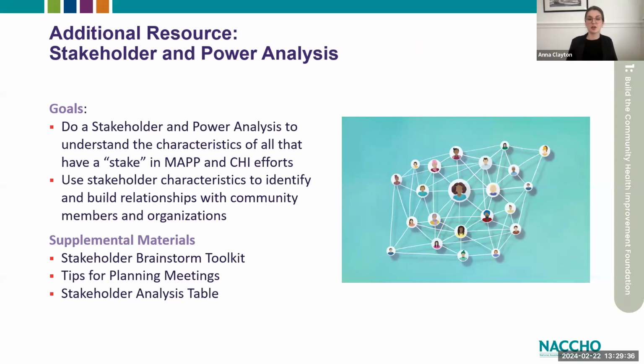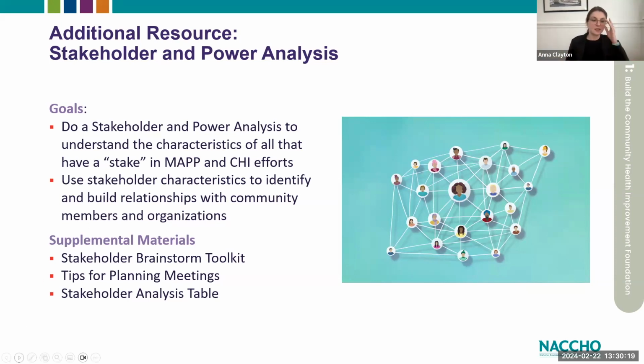The goals of the analysis are to understand the characteristics of all who will be impacted by or could have an impact on the community health improvement process. And second is to use that information to identify and build new relationships with organizations and community members. So it's very similar to and has overlap with the power analysis that we just went over, but it's intended for being used at the beginning of a broader process, like when you're bringing together maybe a new coalition with a broader goal of addressing community health. It's helpful because it includes some brainstorming activities to help you widen that table of who's going to be involved in your broader community health efforts.